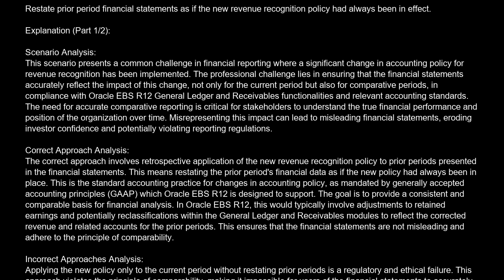In Oracle EBS R12, this would typically involve adjustments to retained earnings and potentially reclassifications within the General Ledger and Receivables modules to reflect the corrected revenue and related accounts for the prior periods. This ensures that the financial statements are not misleading and adhere to the principle of comparability.